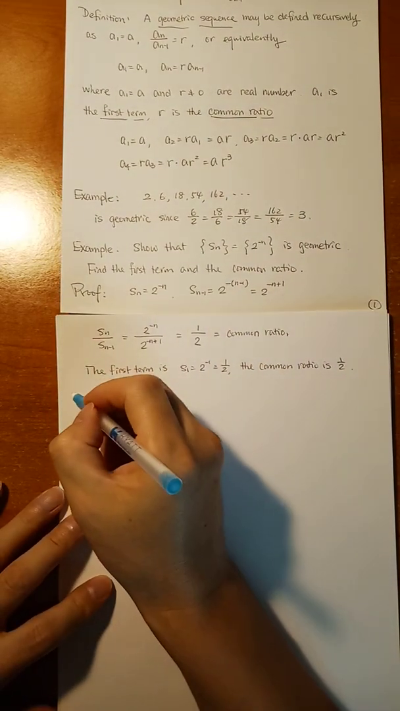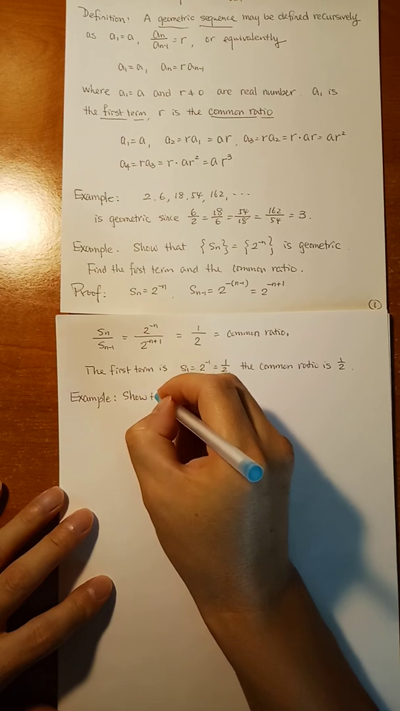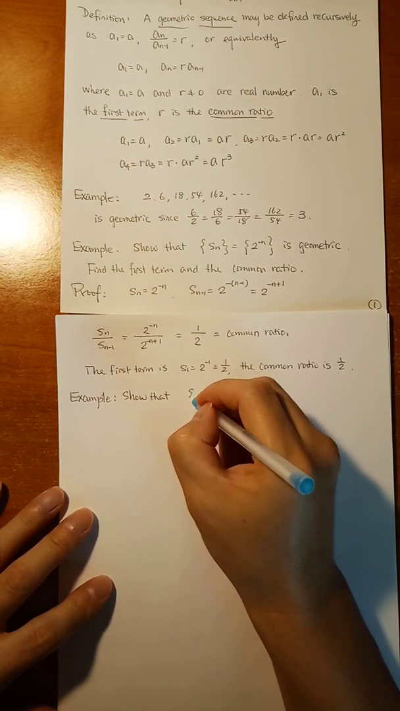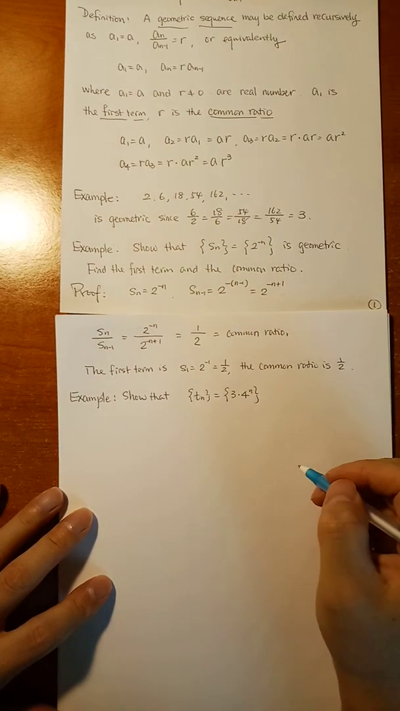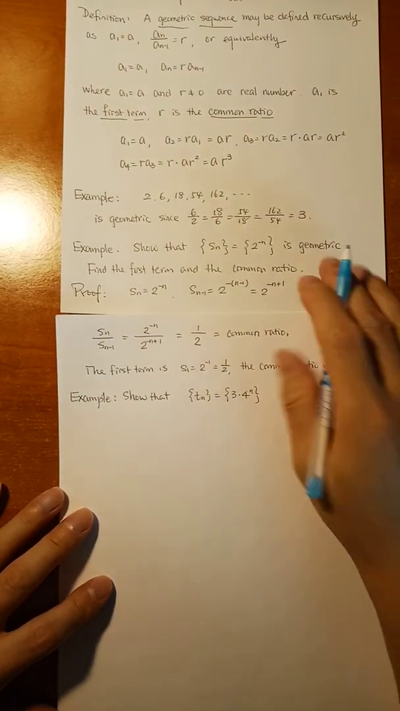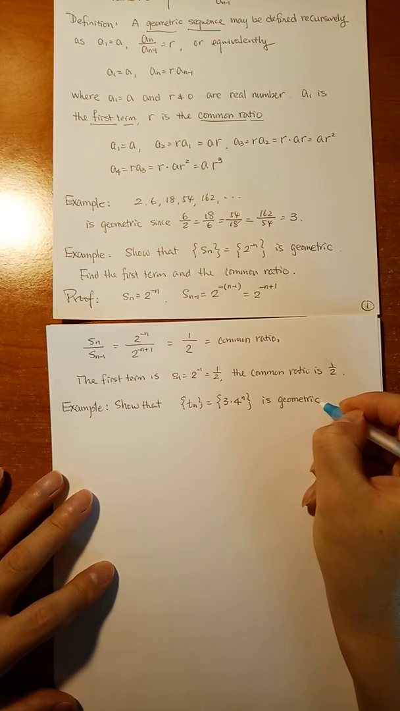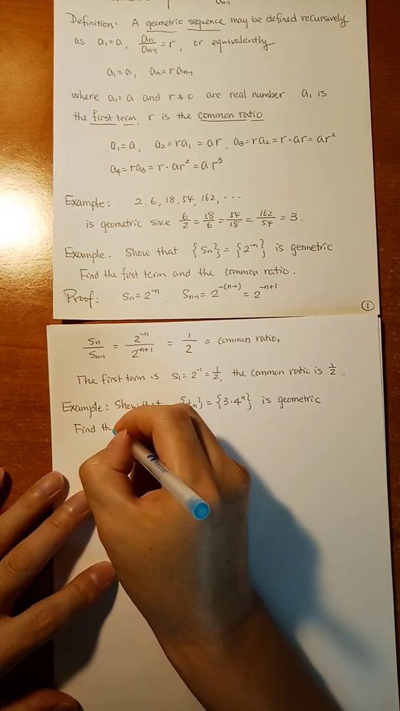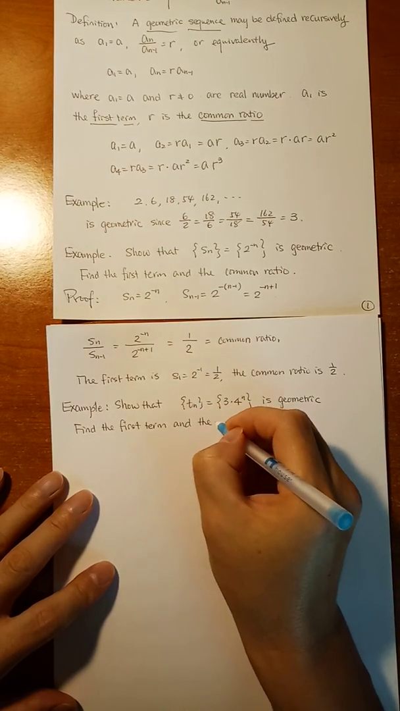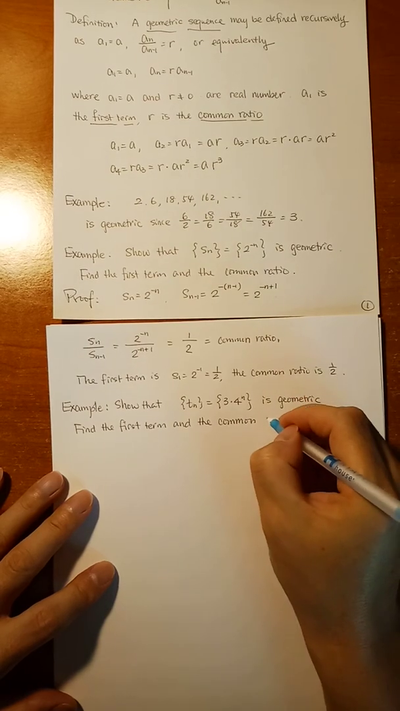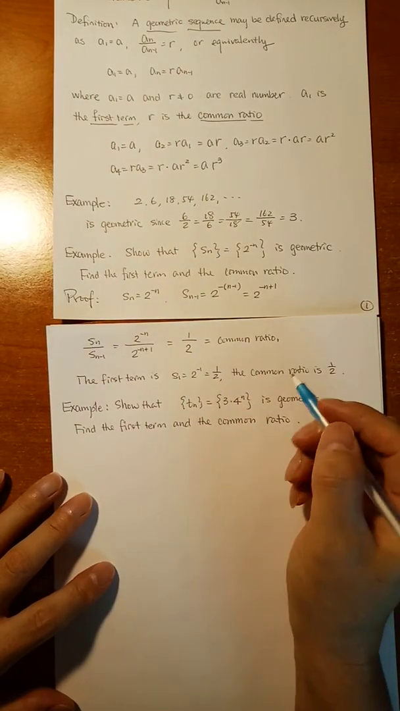Okay, so let's do another computation. Show that the sequence 3 times 4 to the n is geometric. Yes, it's geometric. Find the first term and the common ratio. Okay, so again, the same thing. You have to figure out what is S_n, what is S_{n-1}.